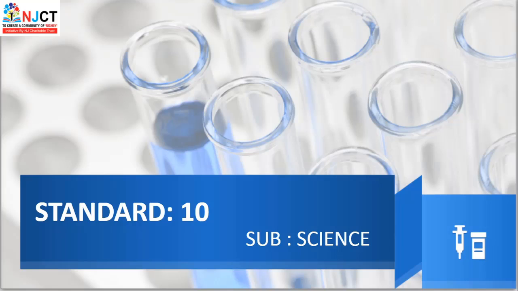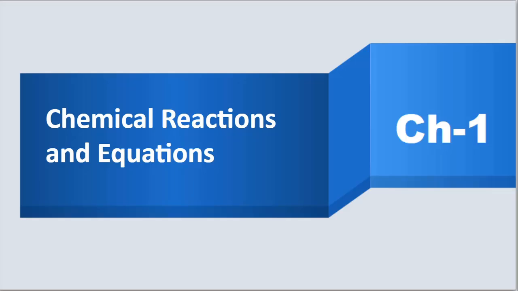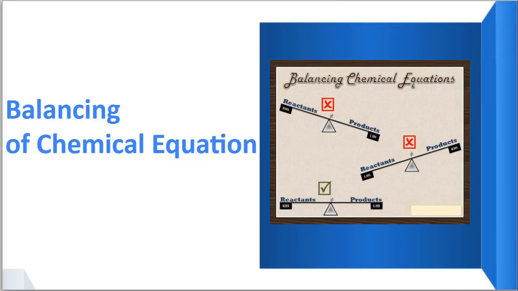In our previous video, we started chapter number 1, Chemical Reactions and Equations. In this chapter, we have learned the physical and the chemical change, and then we performed two activities, 1.1 and 1.2. From those activities, we learned how to write a chemical equation, and in our recent previous video, we learned the balancing of chemical equation. Today, in this video, we will continue that topic, which is balancing of chemical equation. So let us continue with this topic.